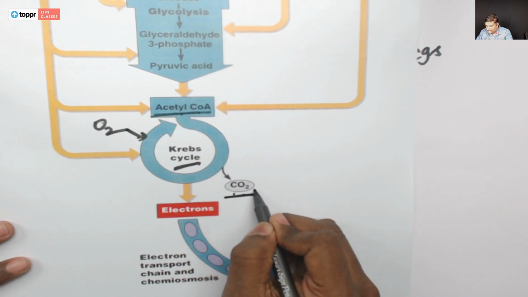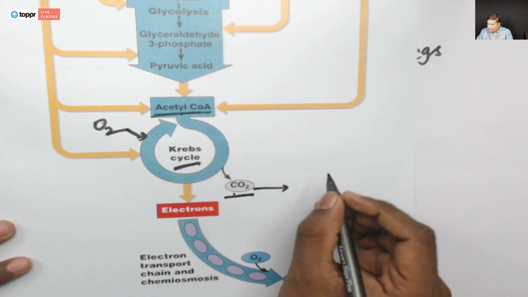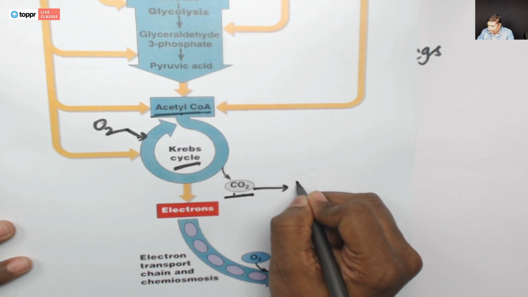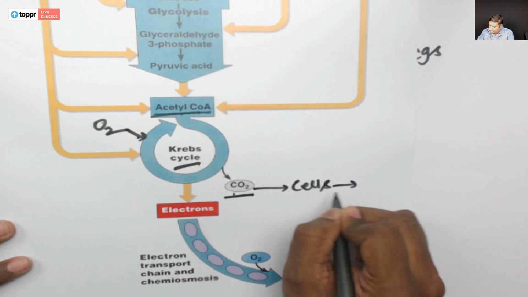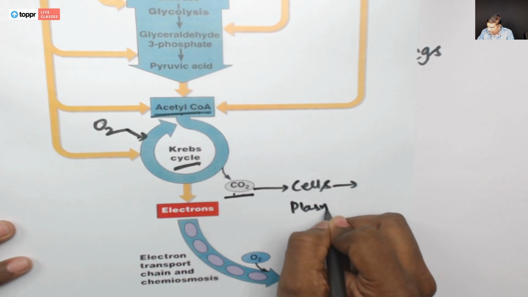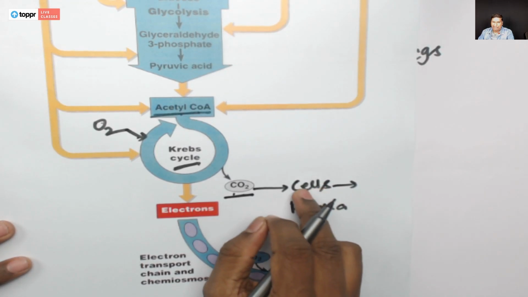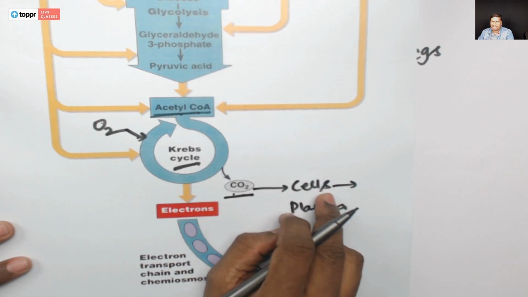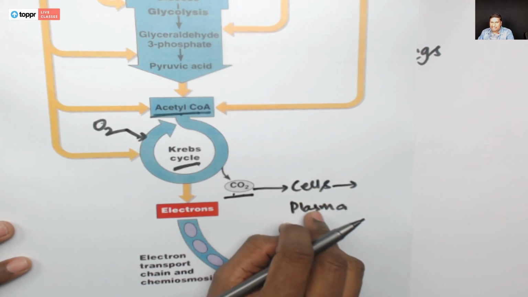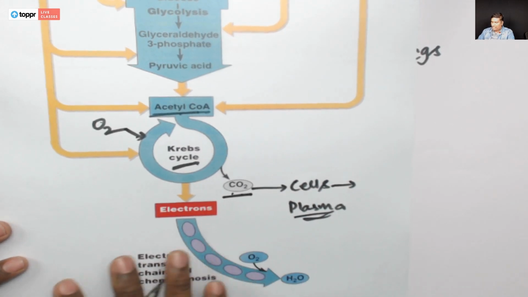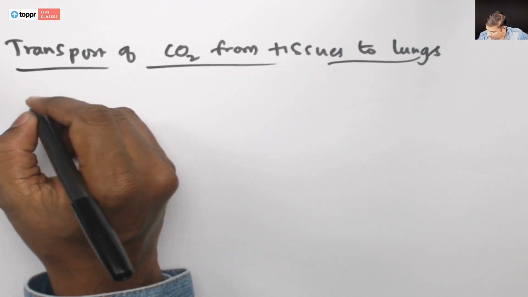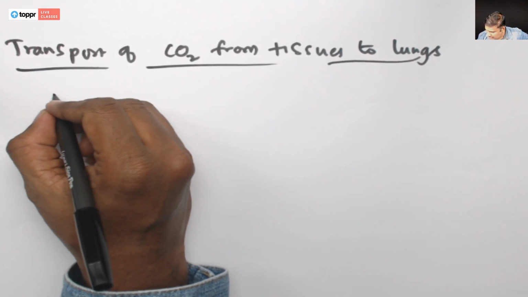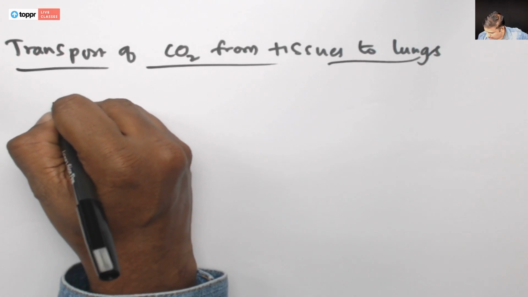And this carbon dioxide, where is it going? It is generated in the cells. From the cells, it is entering the plasma by simple diffusion, from the various cells of the tissues. So now we have the carbon dioxide in the plasma. Now, how is this carbon dioxide transported? Carbon dioxide is transported in 3 different ways.